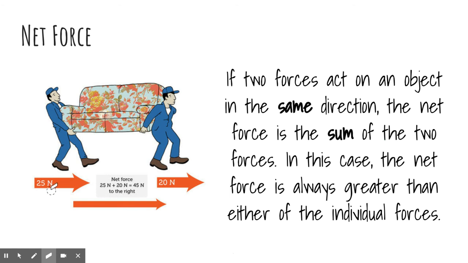So over here, we have two movers. One is pushing with 25 newtons of force going to the right. The other is pulling with 10 newtons of force going to the right as well. So all you do is add them together because they're both going in the same direction. So they're additive. 25 plus 20 is 45 newtons to the right. Simple, just like that.